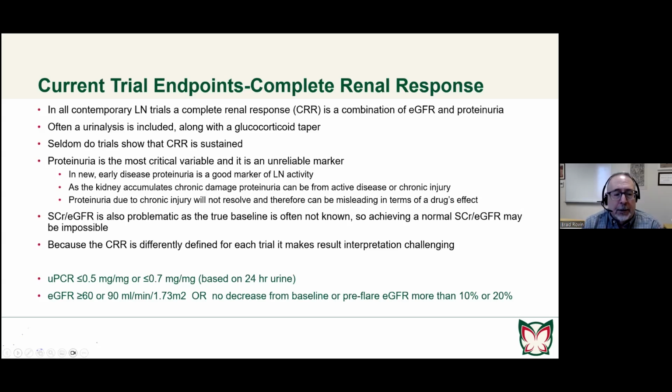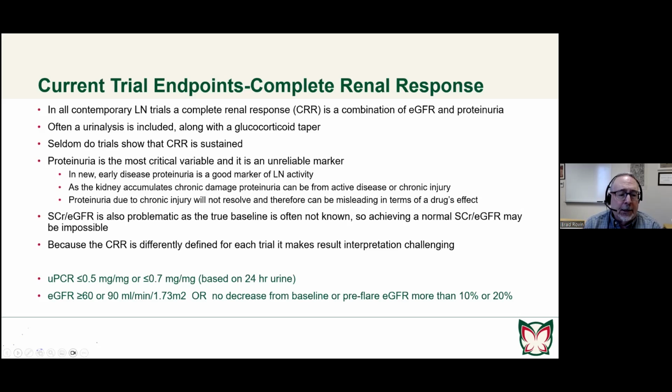So the other problem is CRR, complete renal response, is often differently defined for each clinical trial, making interpretation or comparisons between the trials quite difficult. So I listed what we usually use, a urine protein to creatinine ratio of less than 0.5 milligram per milligram of creatinine, or less than 0.7 milligram per milligram of creatinine based on a 24-hour urine collection. That's often the criteria for CRR or the more recently adopted PERR that was used in the BLISS-LN trial.